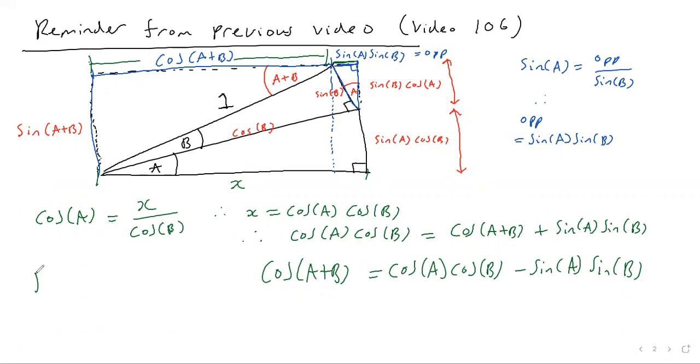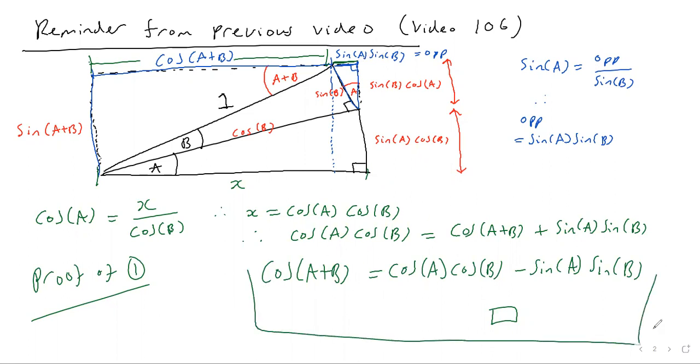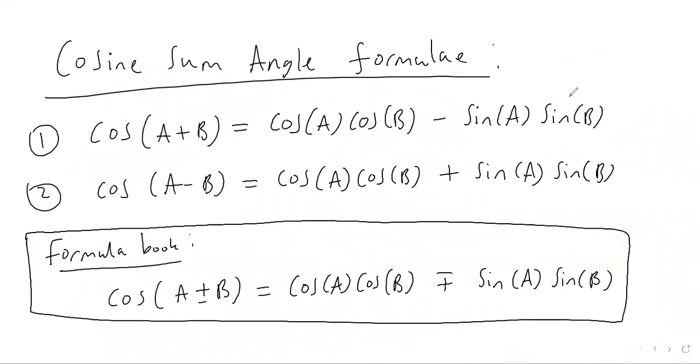So therefore we proved, this is proof of number one, that using the diagram there, we've shown that this length x is cos A times cos B, and that's equal to cos(A+B) plus sine A times sine B. So that's how we've proved that result. We've done the first part.